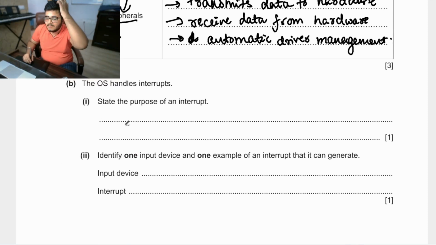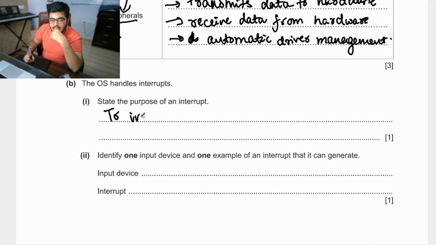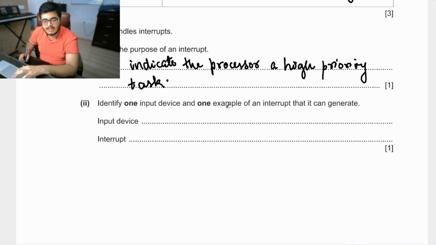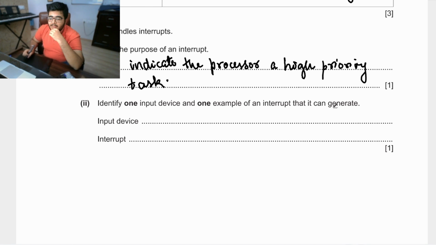Now state the purpose of an interrupt. Right. So an interrupt is to indicate to the processor a high priority task. Right. Identify one input device and one example of an interrupt it can generate.